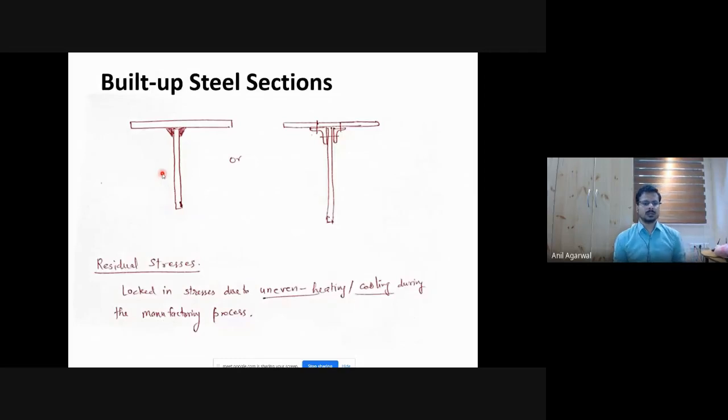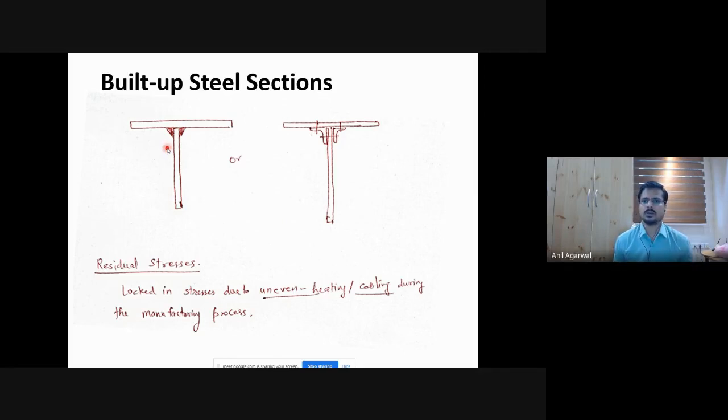Okay. Then there is something called residual stresses. These are also very important cross-section characteristics, which we should be aware of, and we often have to design for them. They become very critical when we deal with compression members. In tension members, they are not so important, and we will discuss why when we discuss compression members.